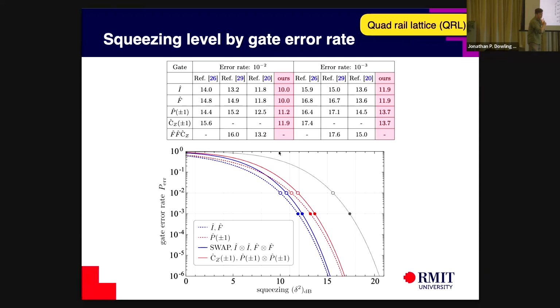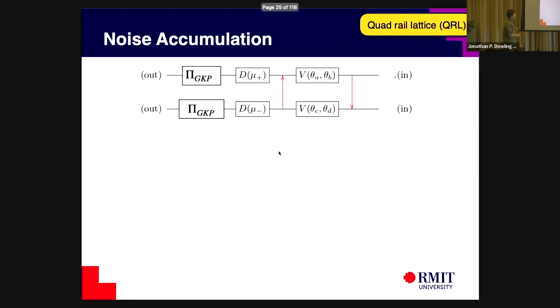Yeah, for a fixed amount of squeezing, that's right. And the amount of squeezing is here. So this is the paper I'm talking about. If your logical error correction scheme requires an error rate of 10 to the minus 2, then for a single gate, you need to have your GKP states and cluster states squeezed to 11.9. That's right. Yeah. Okay. But remember, this is only for the quad rail lattice. That's for one type of cluster state.